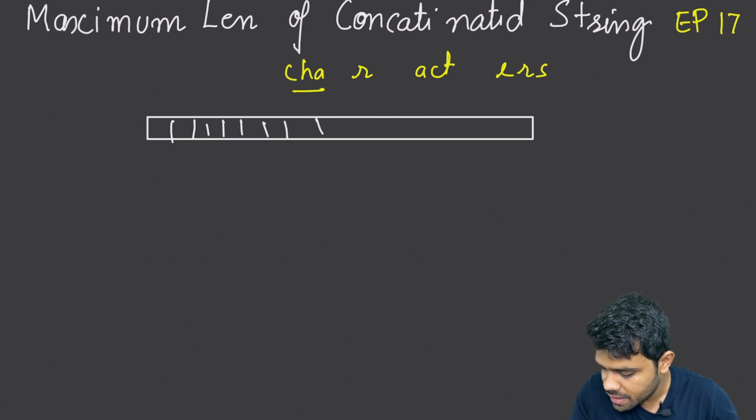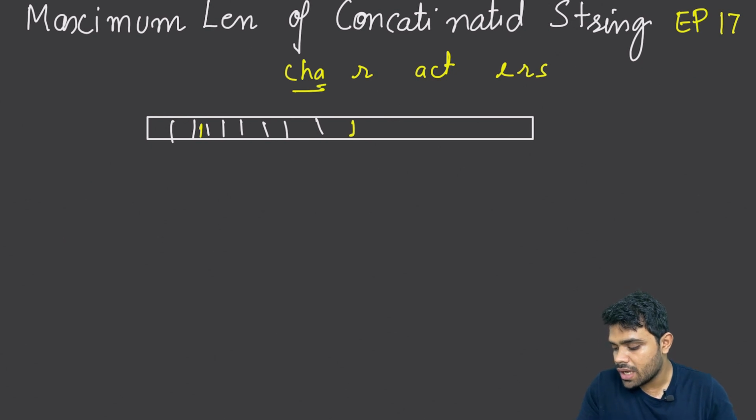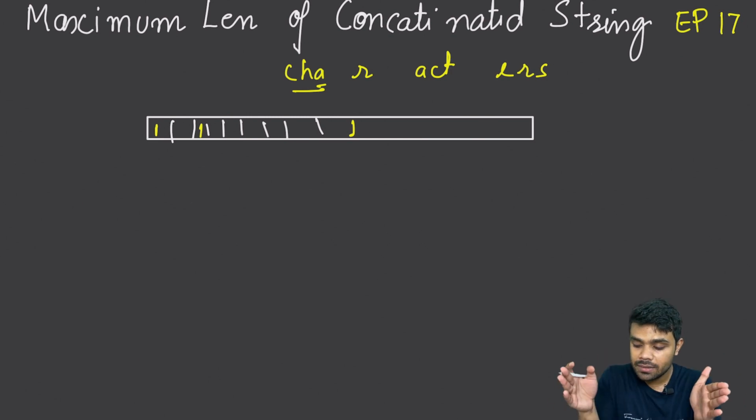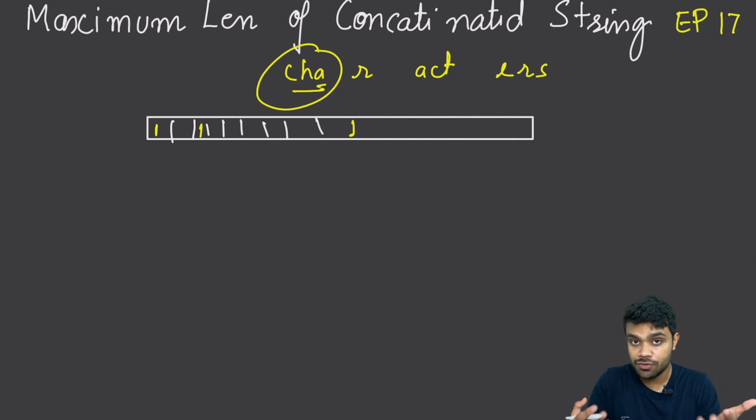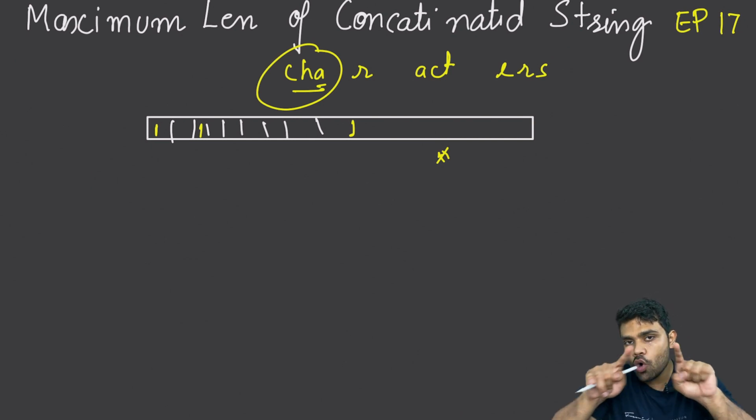Corresponding to C, we have this 1. Corresponding to H, we have somewhere over here 1. Corresponding to A, we have somewhere over here 1. So we have marked these indices as 1. This is for the picked case: we selected this particular string. The other option is to ignore this. When we are ignoring it, obviously we are not going to make any changes in the selected vector of size 26. So these are the two options.